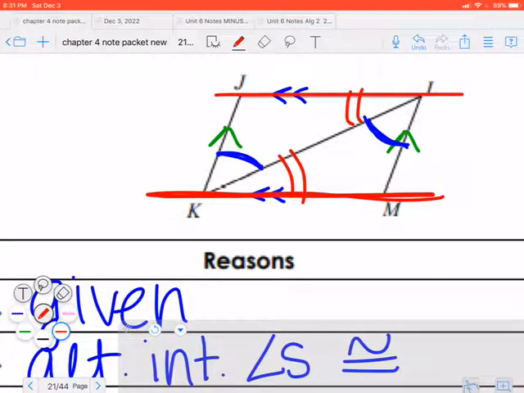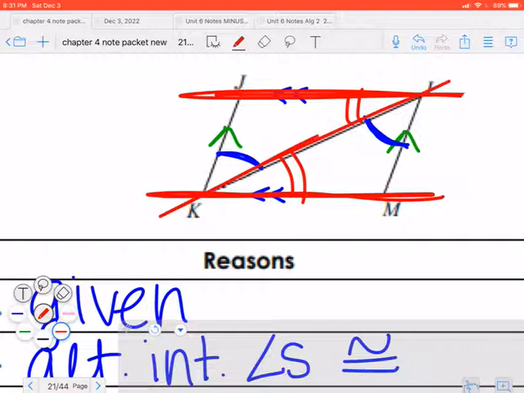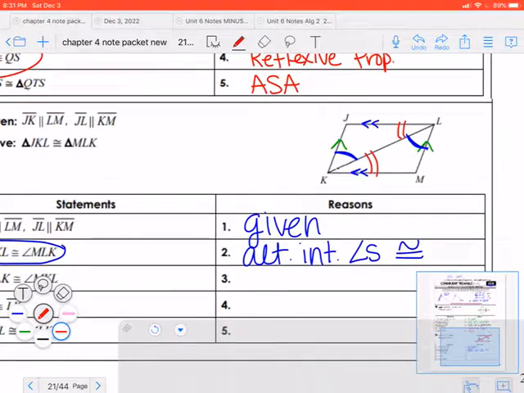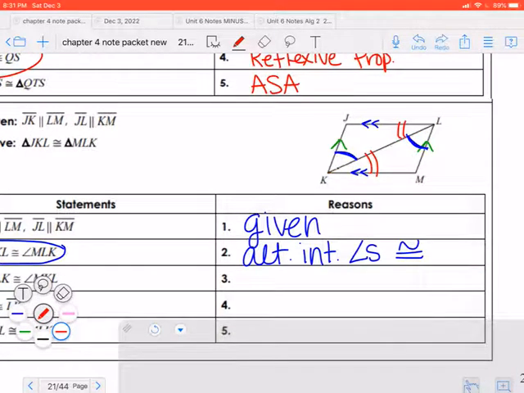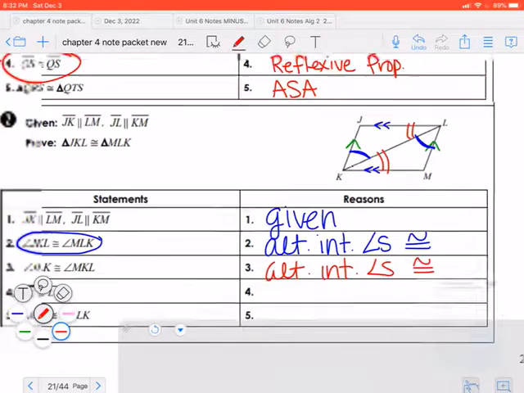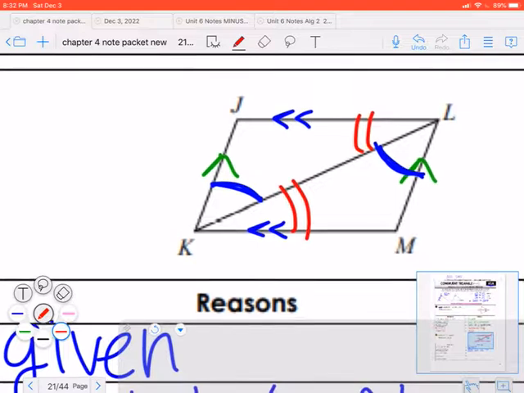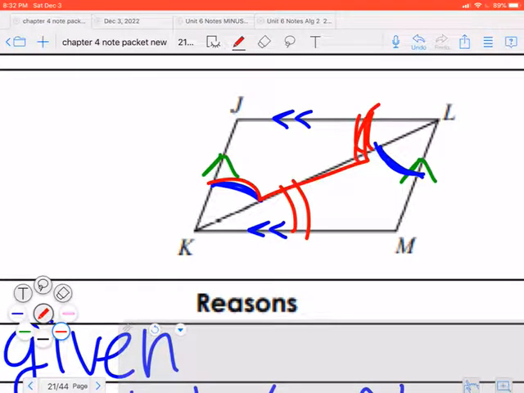So because those two are parallel, this guy is our transversal. Now we can mark those red angles, this guy and that guy, as being congruent. And those, again, are an example of alternate interior angles. Alternate interior angles are congruent. So now we have an angle and another angle. We just need the side that is in between the two angles.